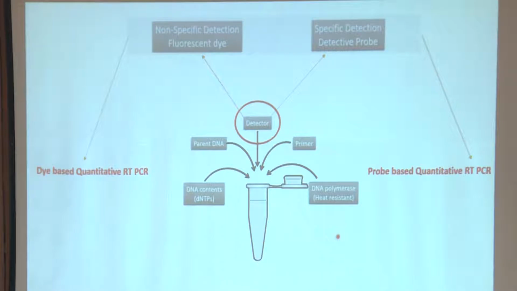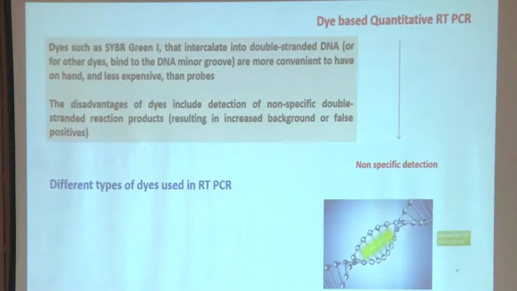Let us see one by one. What is this dye based and what is this probe based? Dye based quantitative real time PCR, right. It was the original concept of Higuchi. It was already told that he used ethidium bromide. Okay, that was replaced by other safer dyes in the later years, right. Let us see how exactly it works.